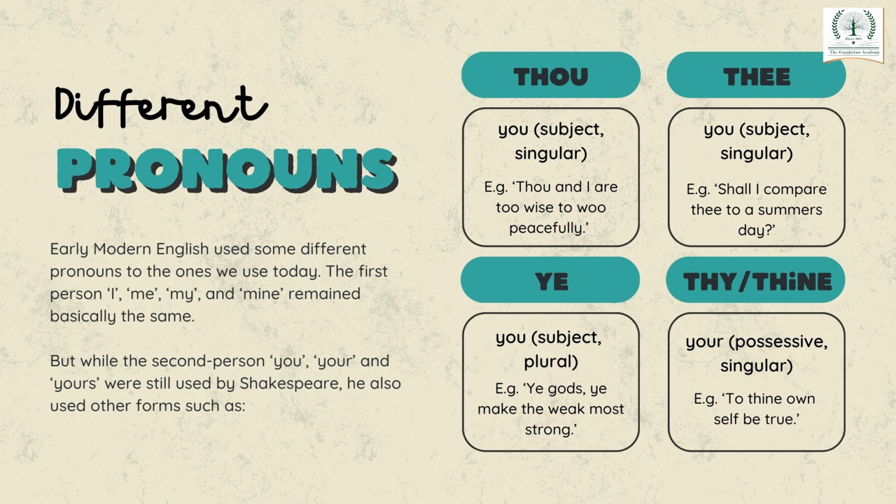But while the second person you, your, and yours were still used by Shakespeare, he also used other forms such as thou, the you subject singular. Example, thou and I are too wise to woo peacefully. Thee, you object singular. Shall I compare thee to a summer's day? Ye, you plural. Ye gods, ye make the weak most strong. Thy or thine, your, possessive singular. Example, to thine own self be true.